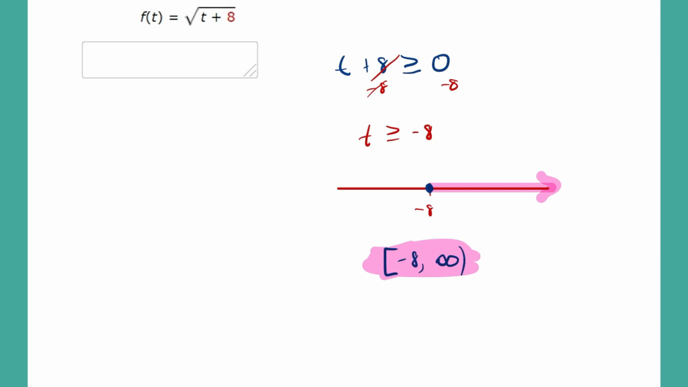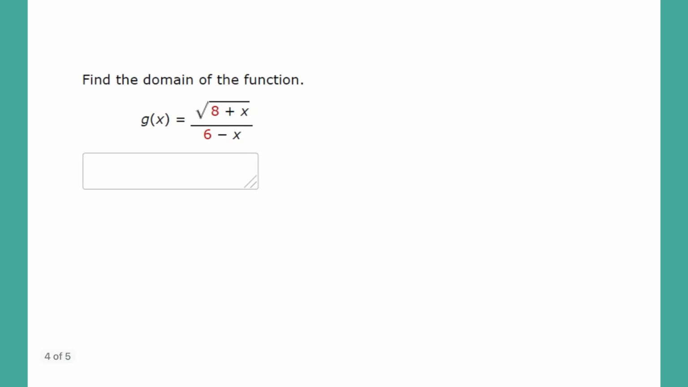That's the domain. That just means that any value within this interval would be defined for this function. Any value outside of this interval would not be defined for that function.